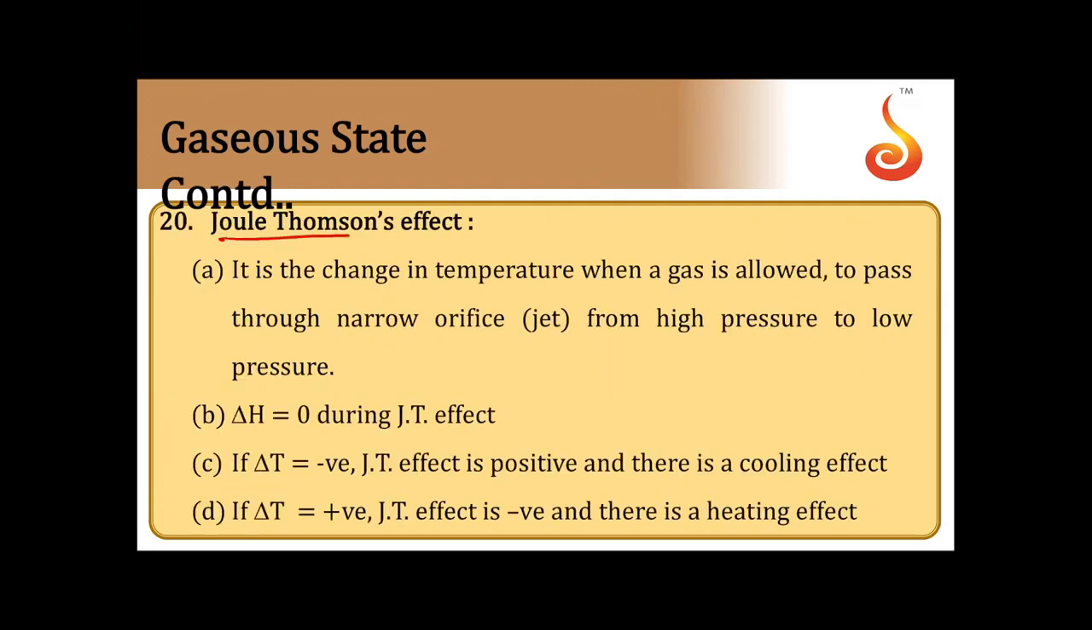Then comes the Joule-Thomson effect. It is a change in the temperature when a gas is allowed to pass through a narrow orifice from high pressure to low pressure. For example, under adiabatic conditions, if you are allowing the gas to expand from higher pressure to low pressure, we can observe a decrease of the temperature.